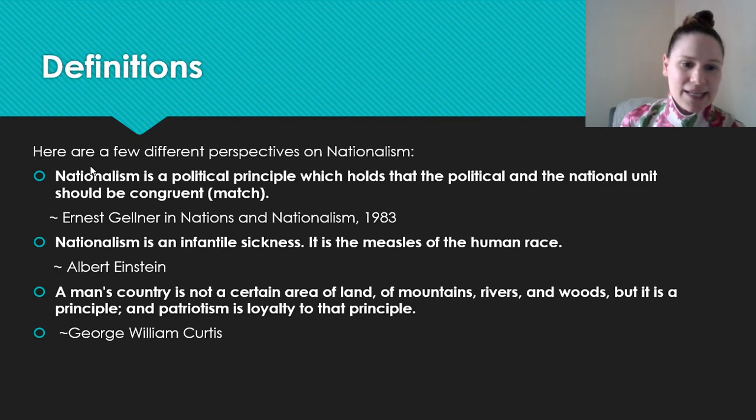The last one we'll look at is George William Curtis, who said, "A man's country is not a certain area of land, of mountains, rivers, and woods, but it is a principle, and patriotism is loyalty to that principle." That's closer to how we view nationalism today. He says it's more about a feeling and the idea and the belief as opposed to a certain area.